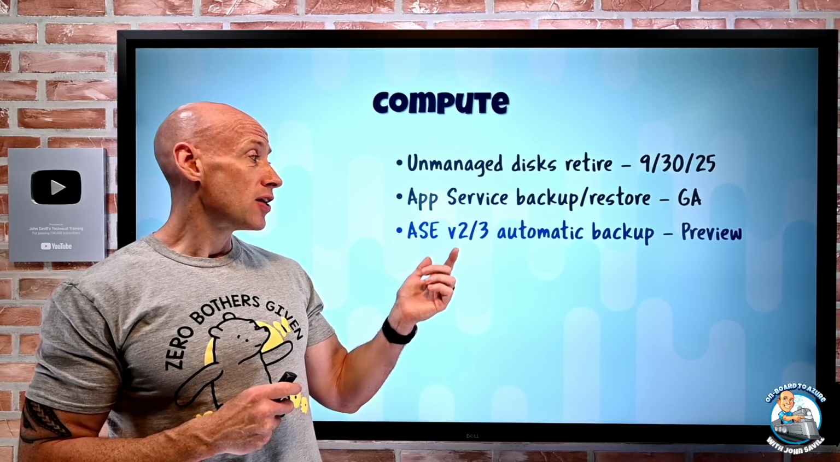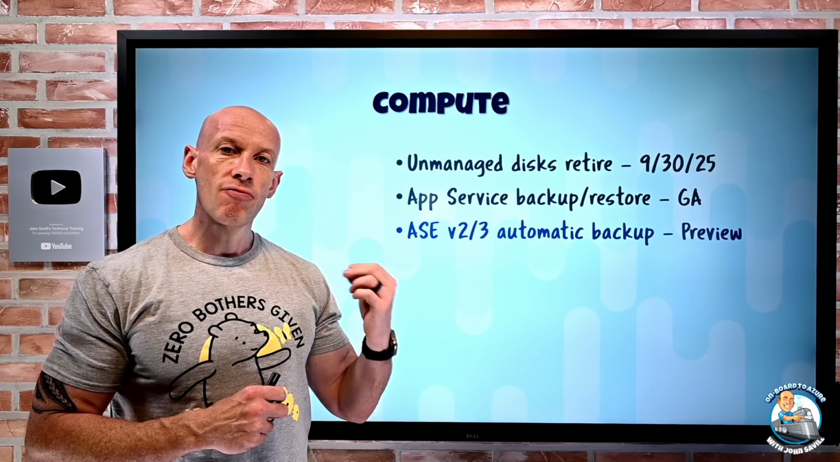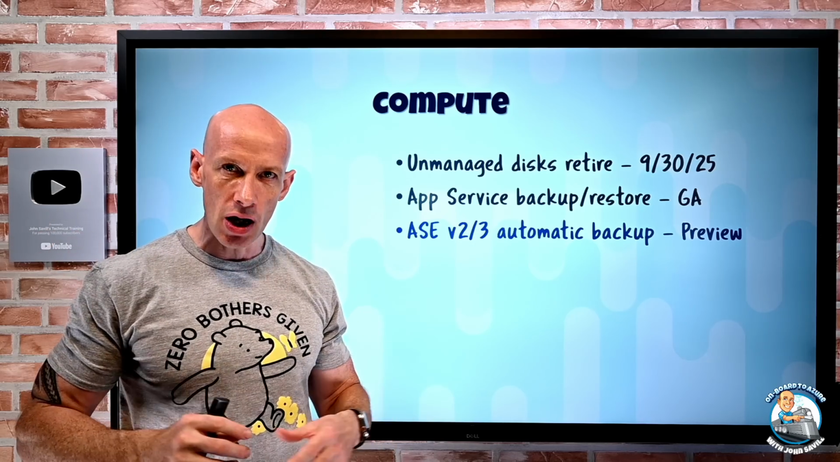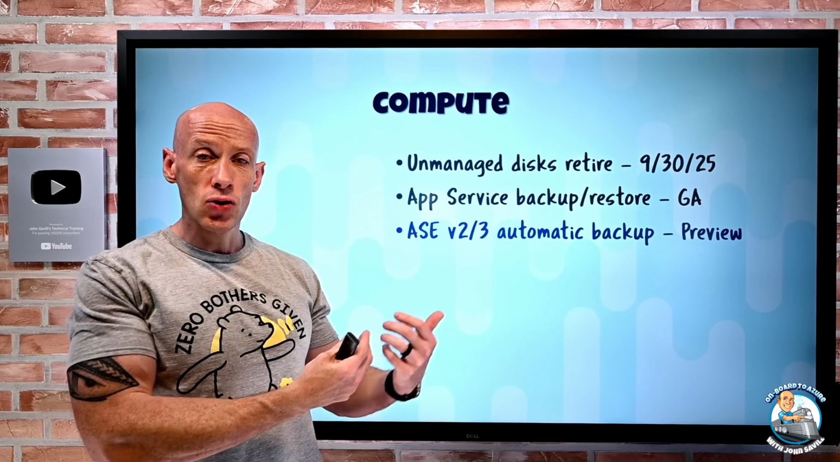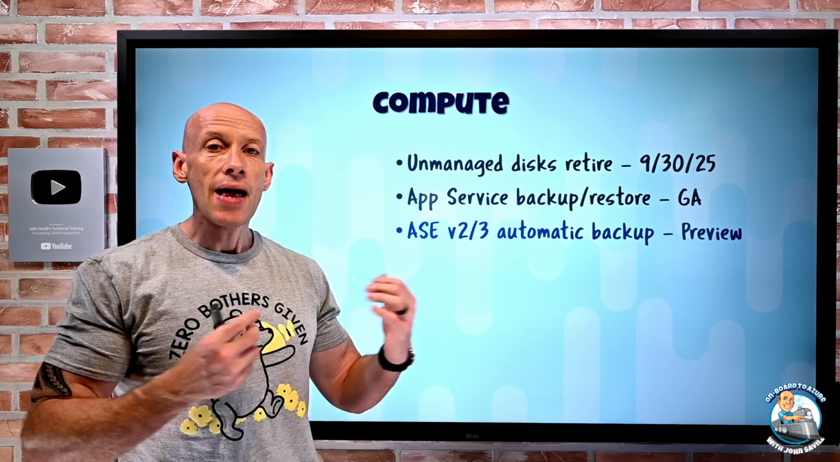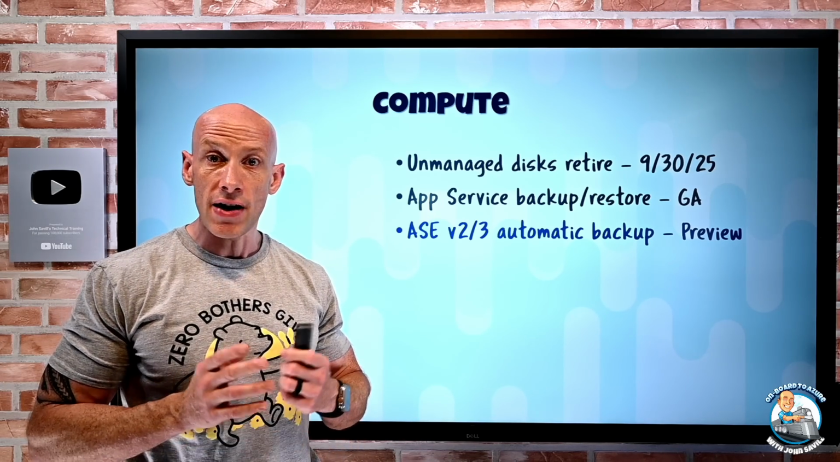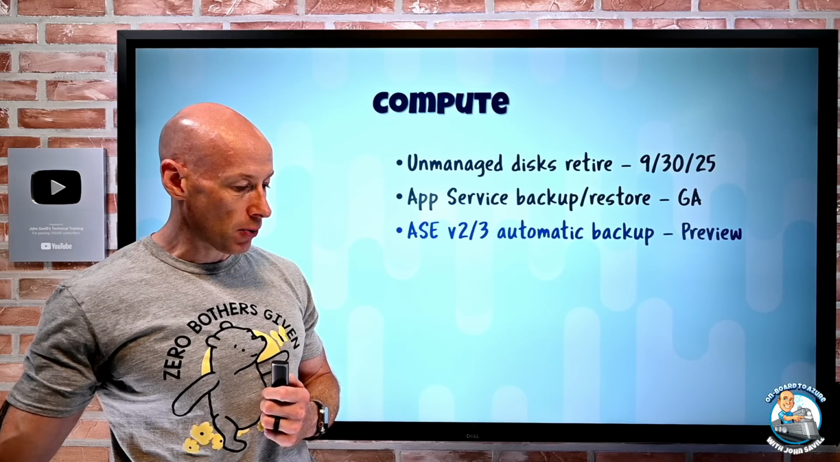ASE v2 and v3 have automatic backup in preview. Remember, app service environment is that ability to, instead of having the multi-tenant aspects of an app service plan, have a completely single tenant deployed into my virtual network. And then I create app service plans in that dedicated complete set of infrastructure. So now that has automatic backup available as well.